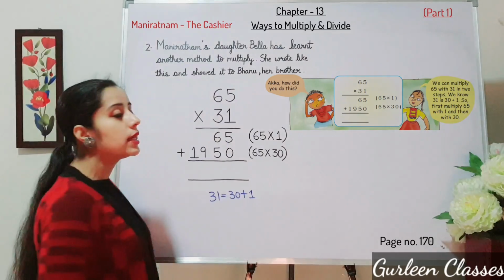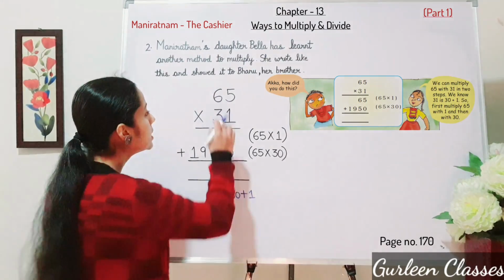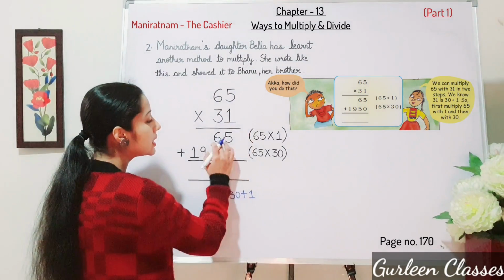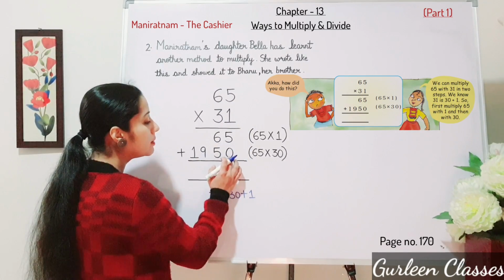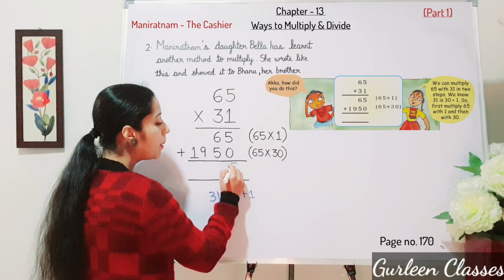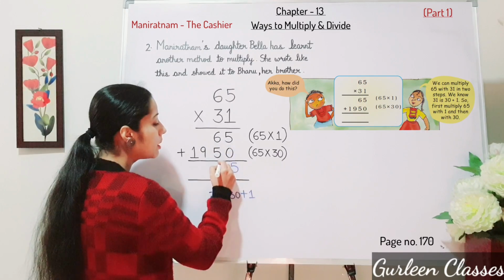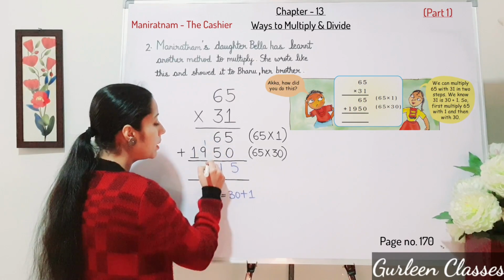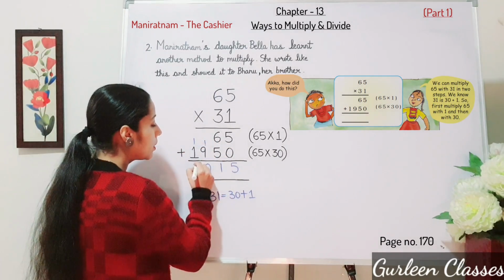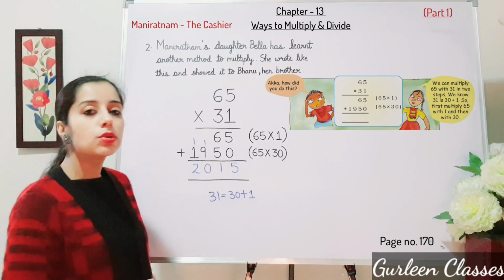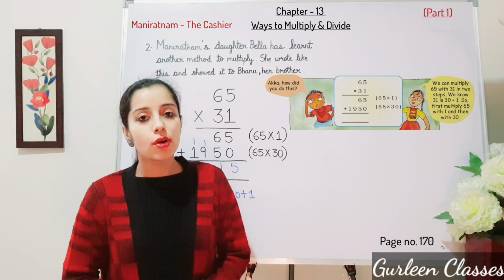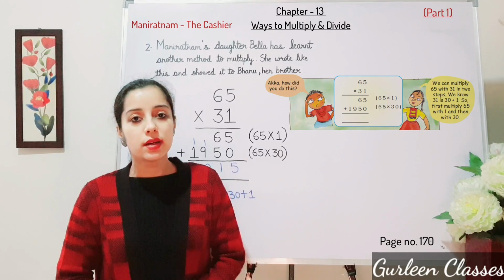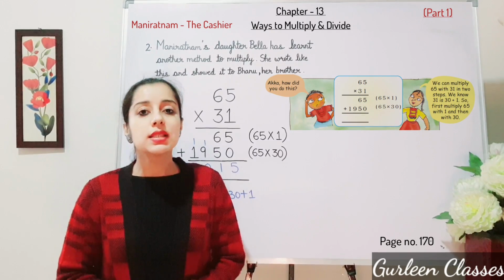So now let us see how she has multiplied. 65 into 1, that is 65. 65 into 30, that is 1950. Now add: 5 plus 0, 5. 6 plus 5, 11. 9 plus 1, 10. 1 plus 1, 2. So the answer is 2015. If you notice, Maniratnam's method for calculating and Bella's method, both ways the answer is the same.